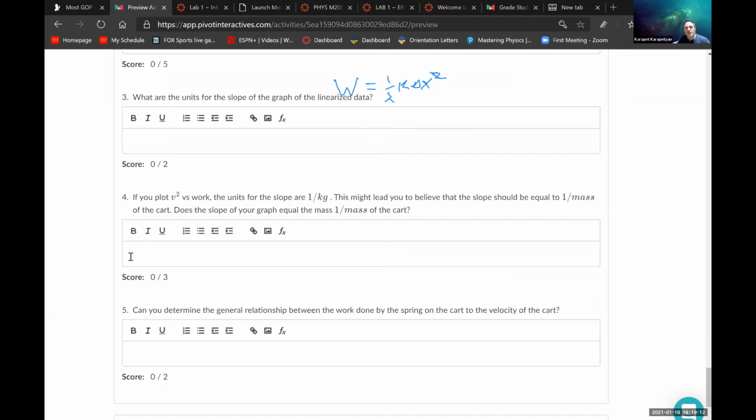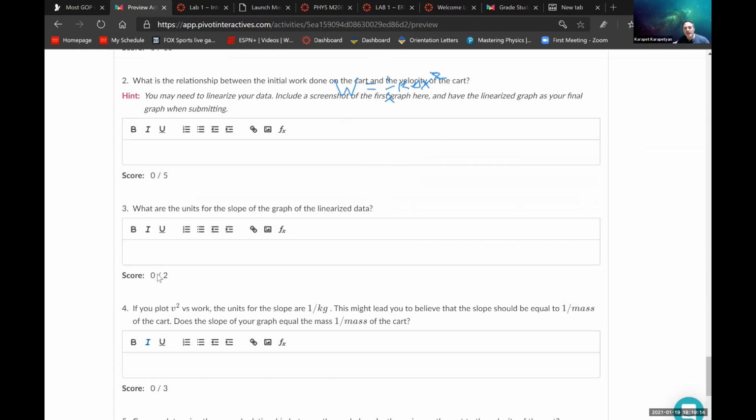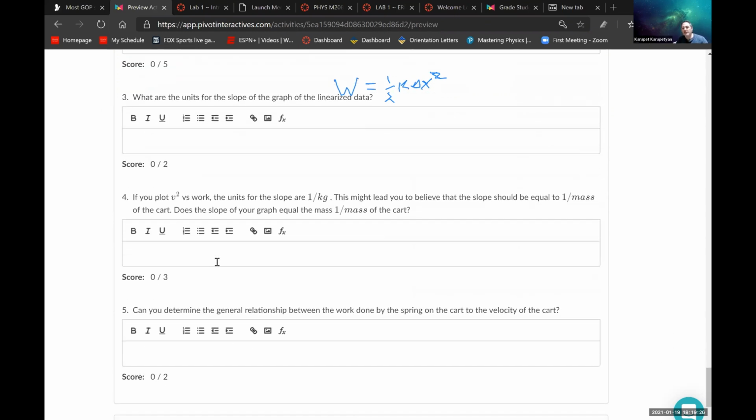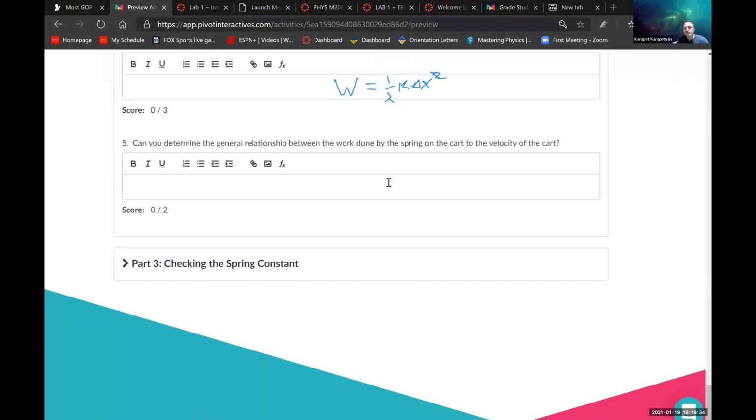And then when you go to the other parts, you're going to say, all right, so here you can see what the relationship is between the initial work done and the cart and the velocity. And then you may need to linearize this data. So then you can try to linearize. And this is where you can take a screenshot of the work versus speed to include that, then change it to work versus speed squared, for example. All right, any questions?